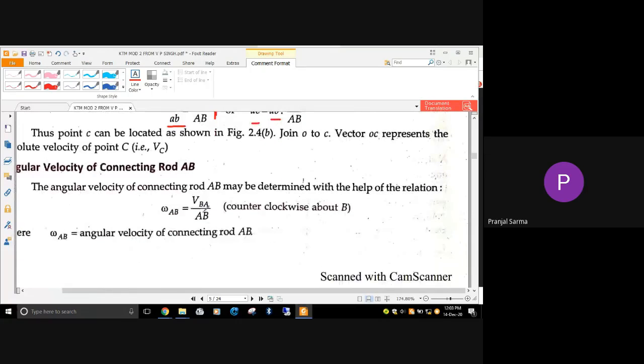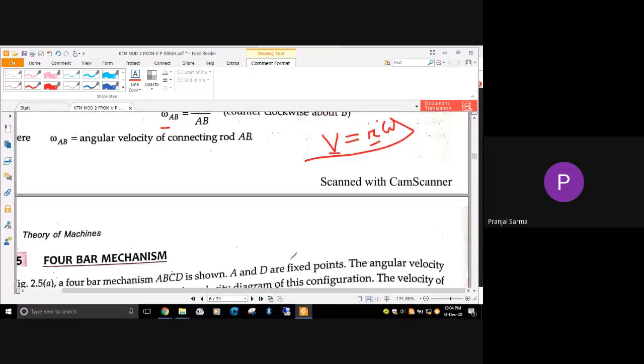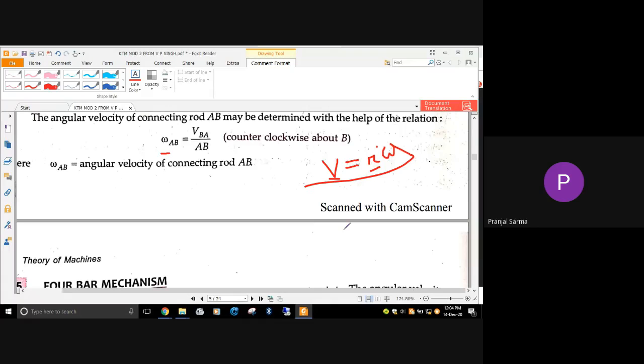Similarly, the angular velocity of the connecting rod AB can be determined with the help of V equal to R omega. Here, omega of AB will become VBA by AB. That will give you the angular velocity. Thus, we have done the velocity, relative velocity analysis of the slider crank mechanism.